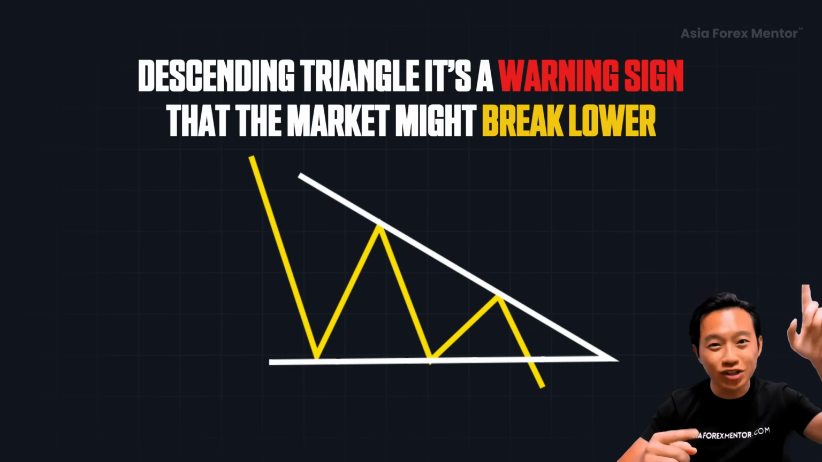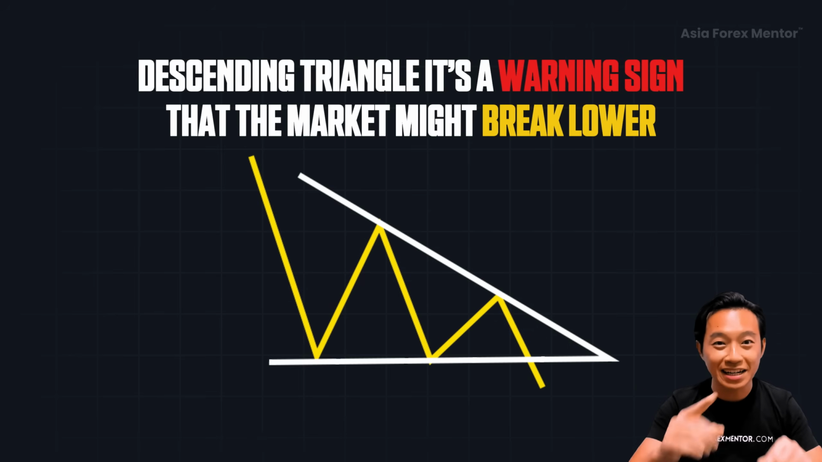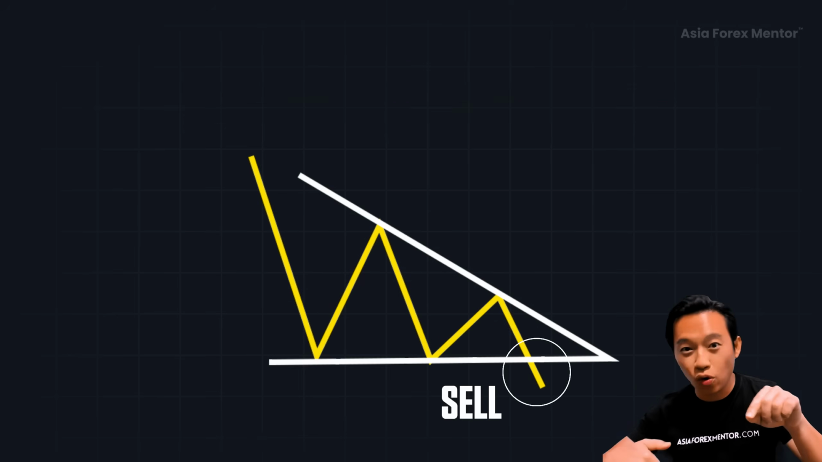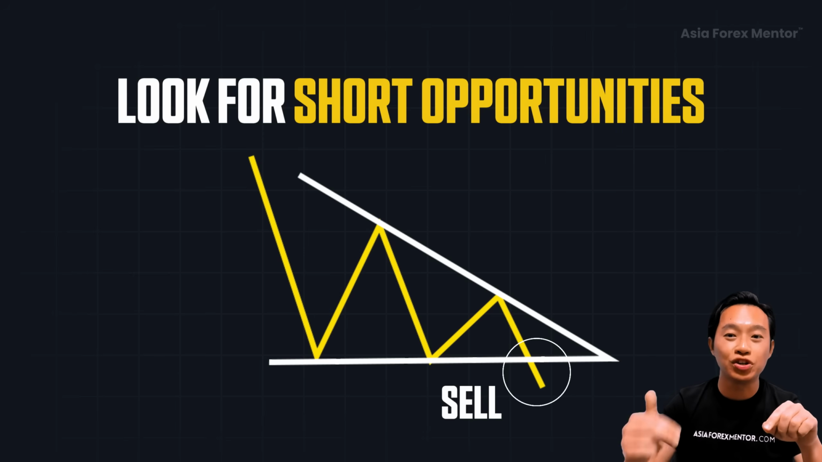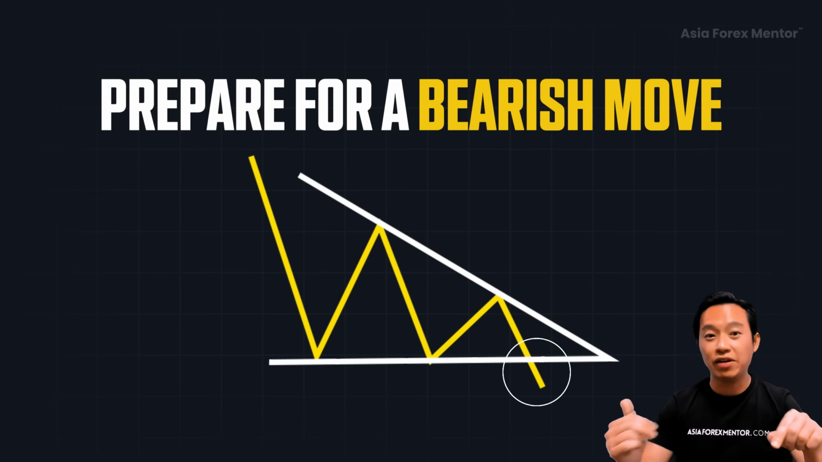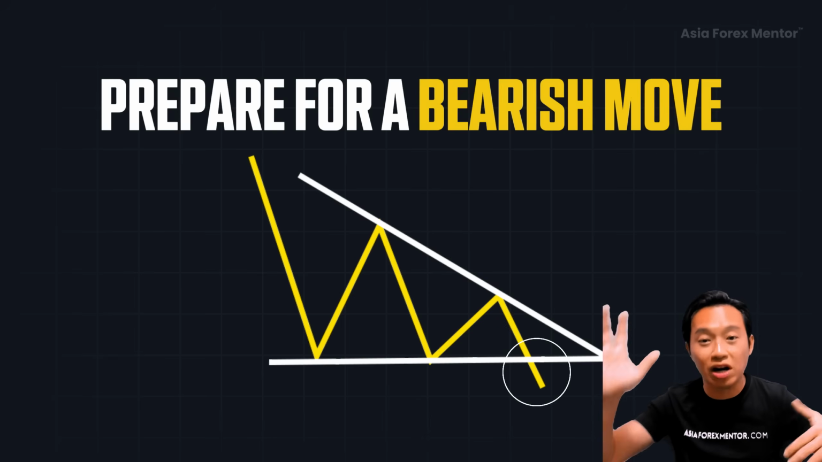So now on the other hand, if you notice a descending triangle, this is a warning sign that the market might go lower. So this is where you want to look for shorting opportunities or prepare yourself for a bearish move. Maybe get out of a trade or something if you are already in an upwards movement.